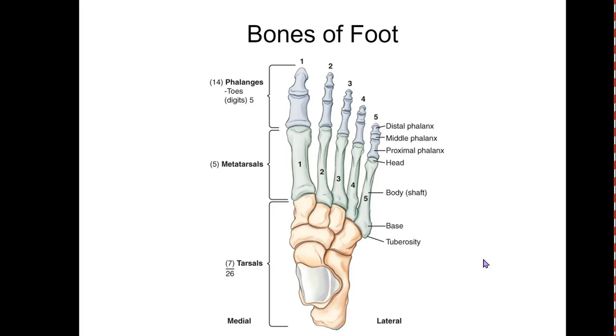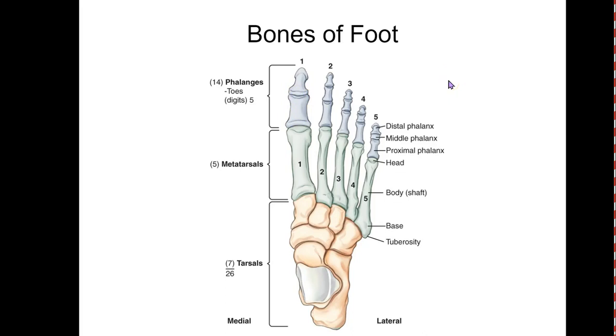So let's talk about each part of the foot in a bit more detail. The most distal bones of the foot are the phalanges, which make up the toes or the digits. The 5 digits of each foot are numbered 1 through 5, just like the hand. Number 1 starts on the medial side with the big toe. Number 5 then is the pinky. The large toe, or the first digit, has only 2 phalanges, very similar to the thumb, right? The proximal phalanx and the distal phalanx, so this would be the interphalangeal joint.